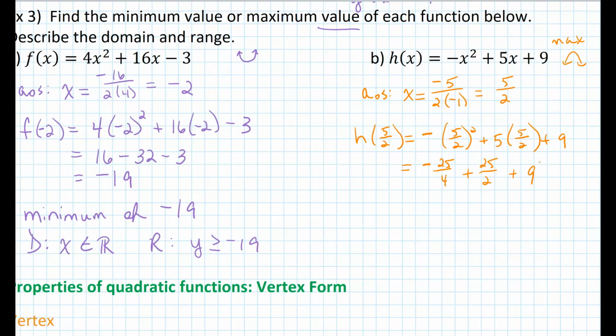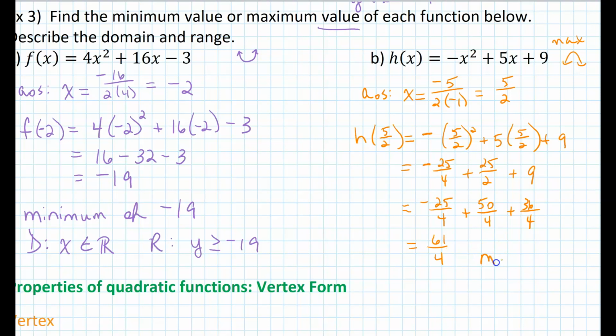I need a common denominator. So my least common multiple is going to be 4, so that's going to be negative 25 over 4. This will be 50 over 4. And how do we turn 9 into fourths? 36 over 4. Okay. Add those terms together. We end up with 61 over 4. And so what's my answer? The max is 61 over 4.